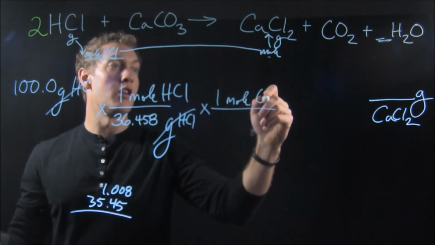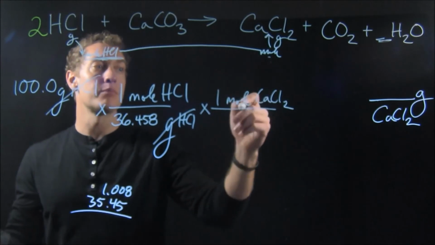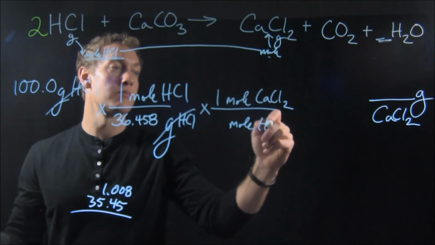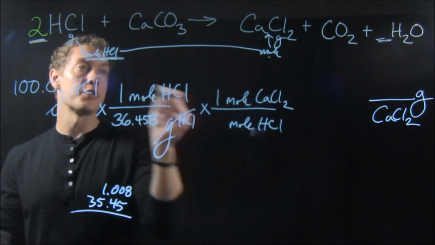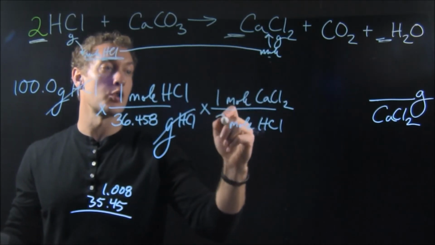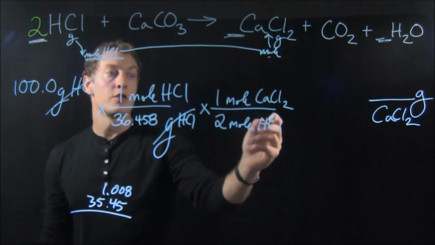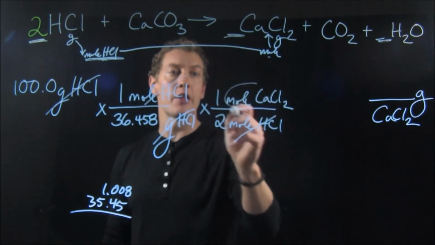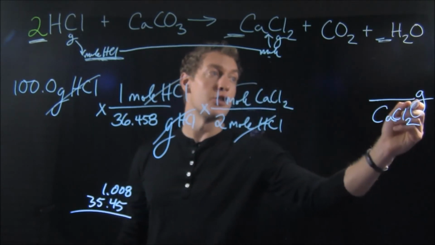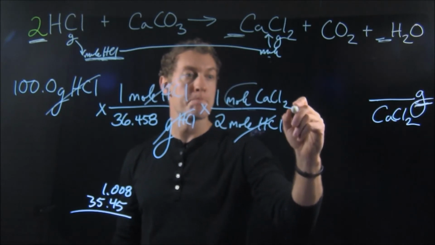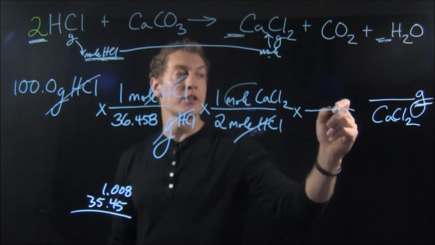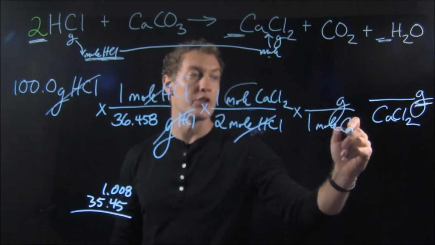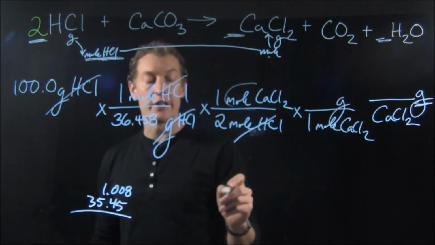1 mole of CaCl2 will be on top because that's where I'm headed, and HCl will go on the bottom. It is 2 moles of HCl for every 1 mole of calcium chloride. So moles of HCl will divide away. And our last step, now that we have moles of calcium chloride, is to convert to grams of calcium chloride. We're going to multiply that by grams on top and 1 mole on the bottom of calcium chloride. And then you'll need to add that up.